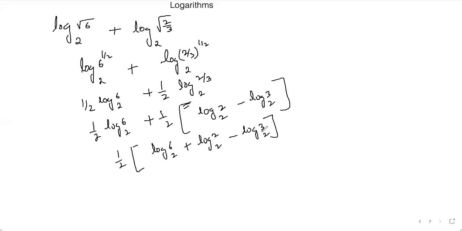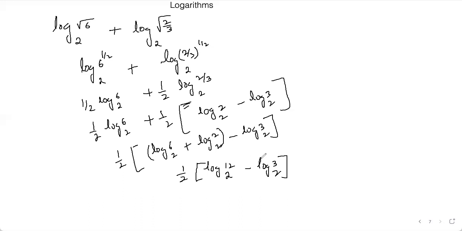Now again we can put these two together, right? And by using log m into n, that is 6 into 2, which is 12, right? Minus log 3 to the base 2.